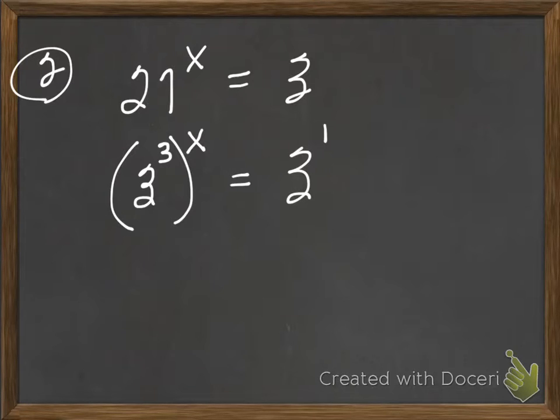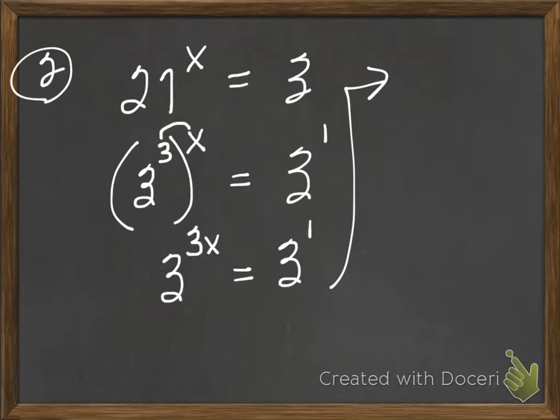Then I'm going to do power times my power. So that's really 3 to the 3x is equal to 3 to the 1. 3 times x is 3x. Now my bases are equal, so I set my exponents equal. So my equation is going to be what? 3x is equal to 1, and I solve 3x is equal to 1 by dividing both sides by 3. My final answer is going to be x is equal to 1/3.